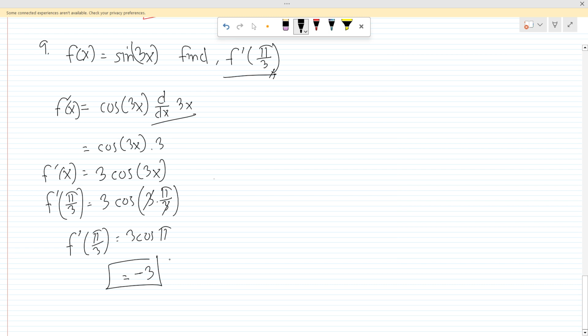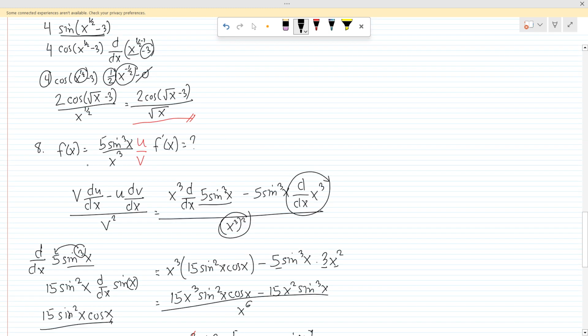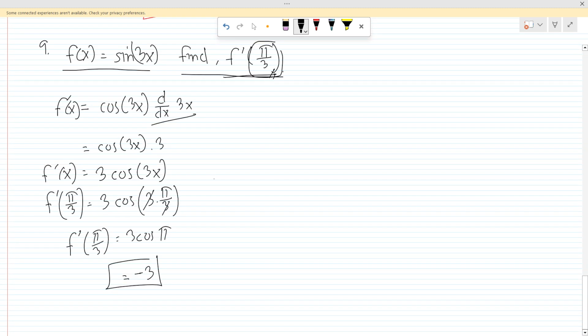Okay, so by the way, guys, if you are going to encounter a problem like this, we have here given the function, then find f prime of a certain value. So at the end, you will just substitute the value po na meron tayo. Are we clear? Unlike po dito sa ating problem number 8, ang nakalagay po, f of x is 5 sine cube of x over x cube, then find po yung ating f prime of x. May value ba tayong nilagay? Wala po. So, x pa rin po yung ating expression. Pero if meron po tayong nakalagay na a certain value like pi over 3, you are going to substitute. Are we clear? Okay, so any question po?